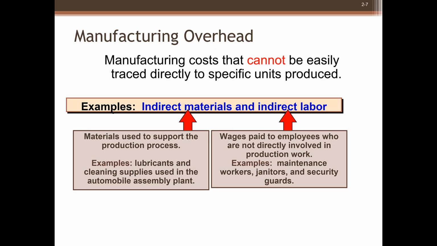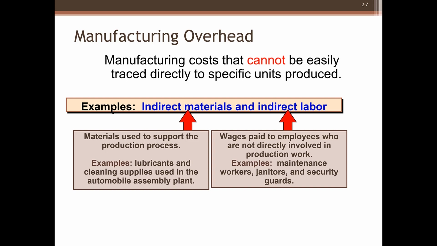Manufacturing overhead. Manufacturing overhead includes all manufacturing costs except direct materials and direct labor. These costs cannot be easily traced to specific units produced. And sometimes we call manufacturing overhead indirect manufacturing cost, factory overhead, or factory burden.